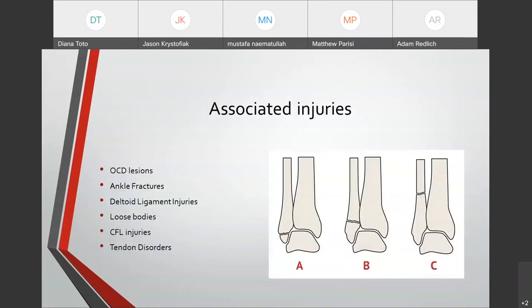Some associated injuries with high ankle sprains or syndesmotic sprains are OCD lesions, ankle fractures, mostly Weber B and C, as you can see how it goes into the syndesmosis over here, deltoid ligament injuries due to the rotational forces of the talus, loose bodies, calcaneofibular ligament injuries, as well as tendon disorders.